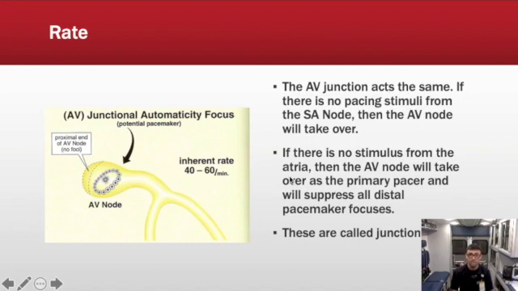The AV junction acts the same, and like we talked about earlier, the AV node is primarily responsible for slowing down that impulse before the SA node fires and gets the impulse down to the ventricles. But if there's no pacing stimuli from the SA node, the AV node is going to take over. If there's no stimuli from the atria, then the AV node will take over primarily as the pacemaker site for the heart, and this rate is 40 to 60 beats a minute.